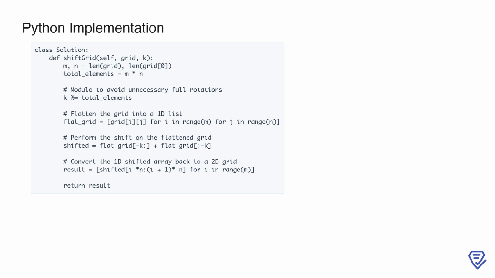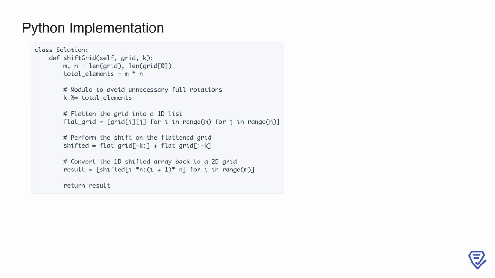3. Flattening the grid. The next step is to convert the 2D grid into a 1D list using list comprehension. We traverse through each row i and column j and append these elements to form a flat list. 4. Shifting the flattened grid. The core logic lies in shifting the 1D list. Using slicing, we extract the last k elements, flat_grid[-k:], and append them to the start of the list, flat_grid[:-k], effectively performing the shift.